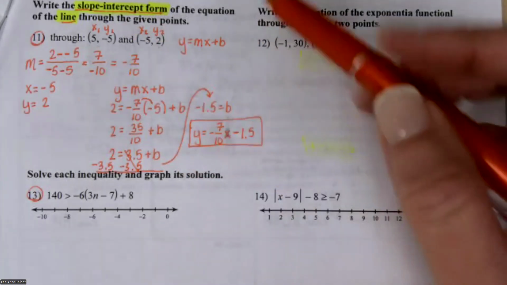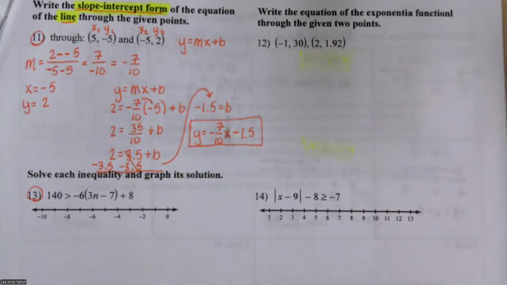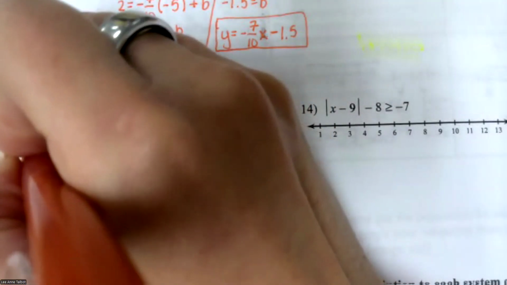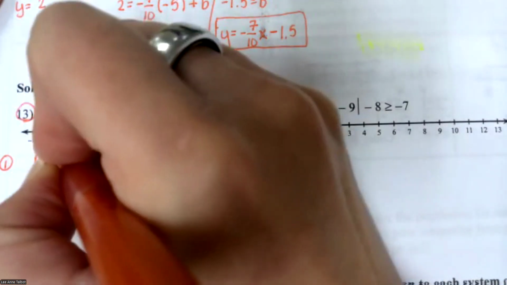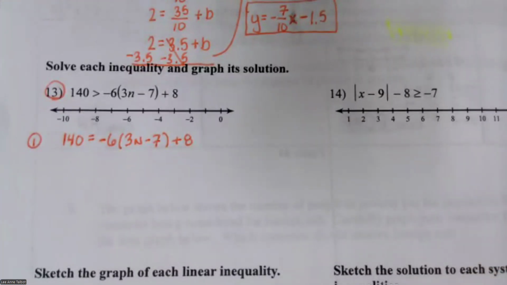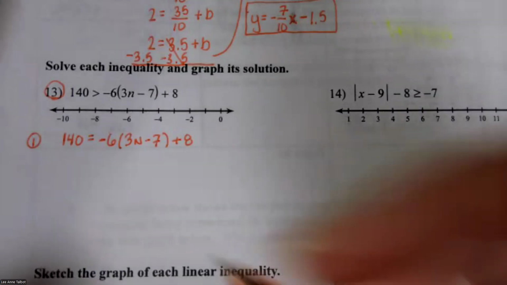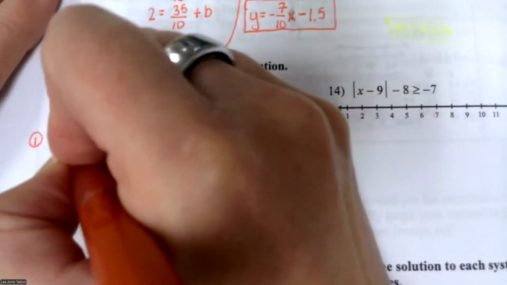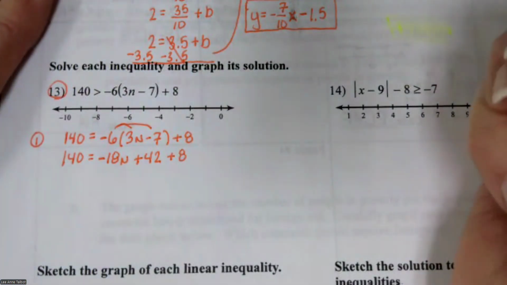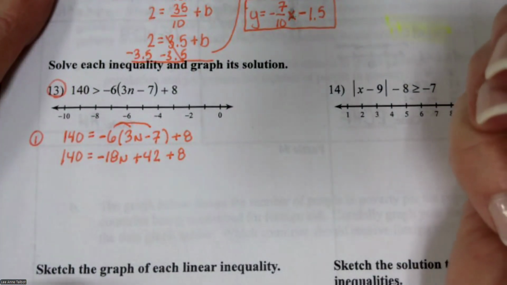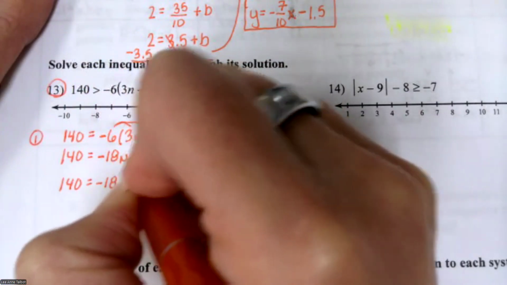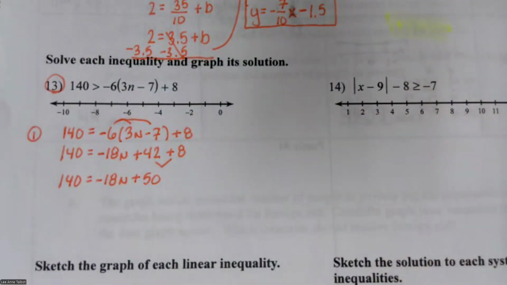Okay, this problem, number 11, is not on your quiz on Thursday, but number 13 is. So actually, number 11 was from chapter 2. So step 1, pretend you have equals. 140 equals -6 times -3n minus 7 plus 8. Okay, step 1, pretend that you have equals. And then solve. So 140 equals -18n plus 42 plus 8. Combine the 42 and 8 and make 50.